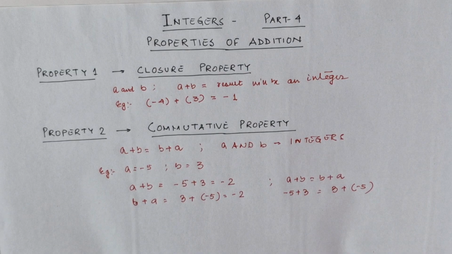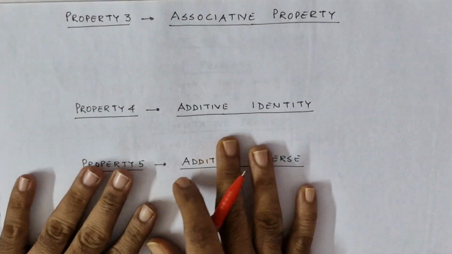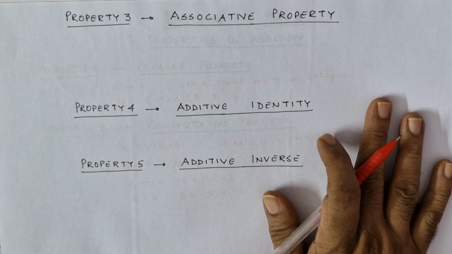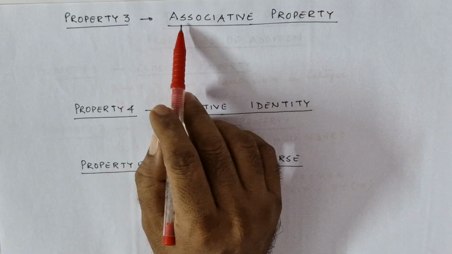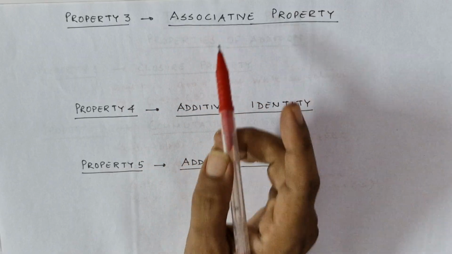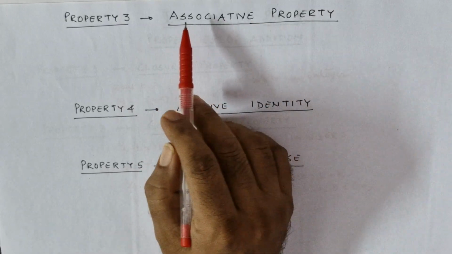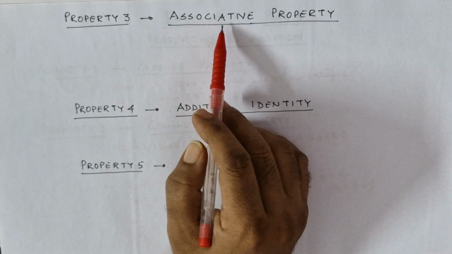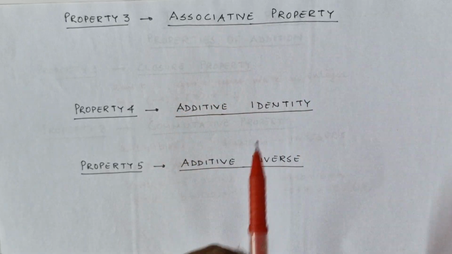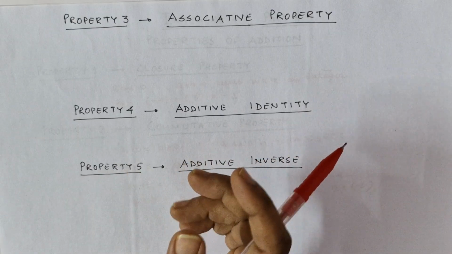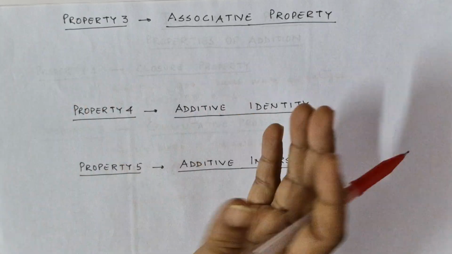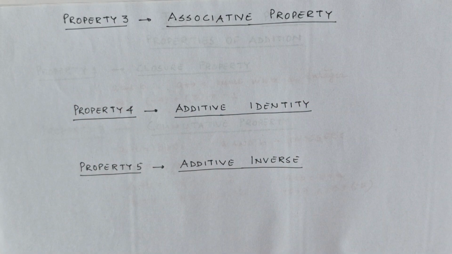So let's come to the third property. Okay, so what is the third property? The third property is associative property. So what is associative property? Associate means associated with, right? So associative property means grouping. Even if we change the grouping, the sum does not change.